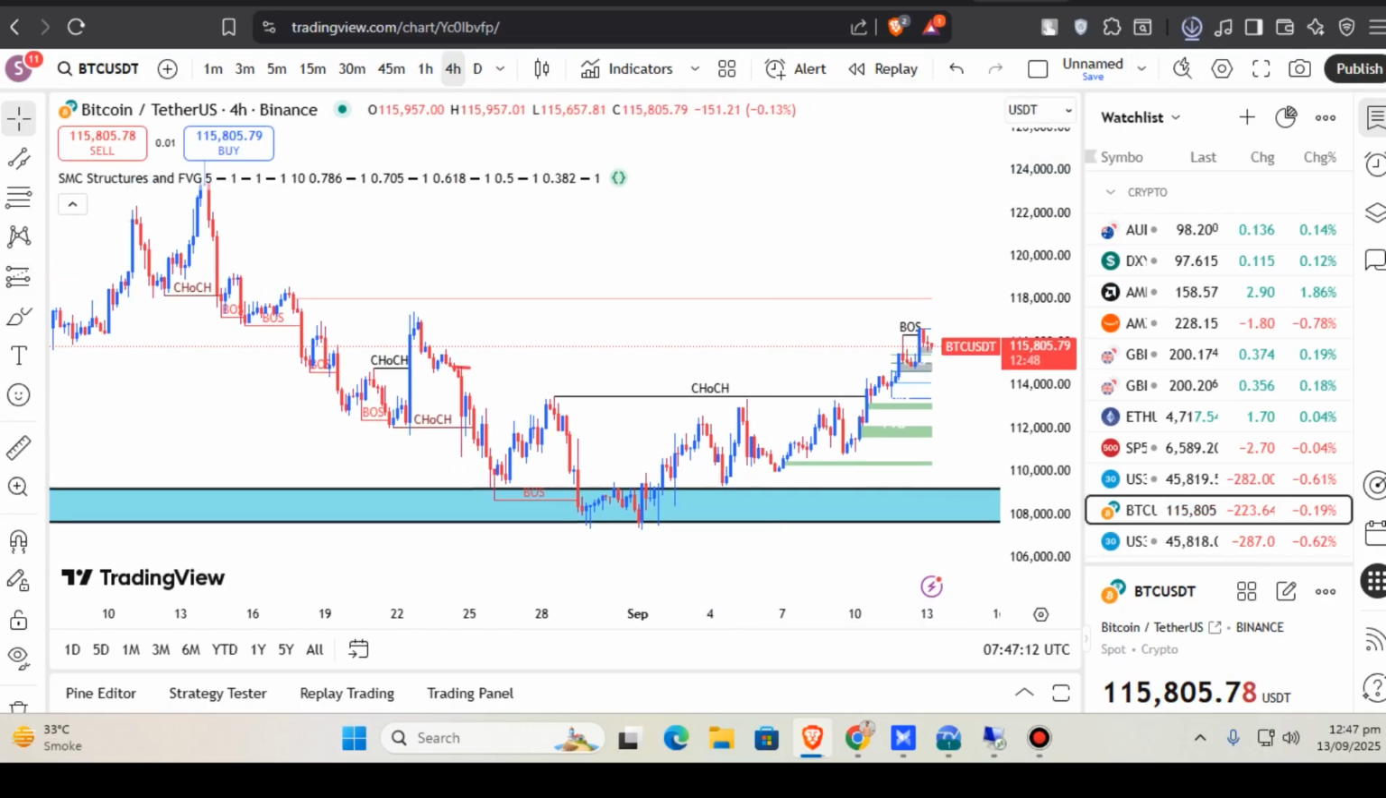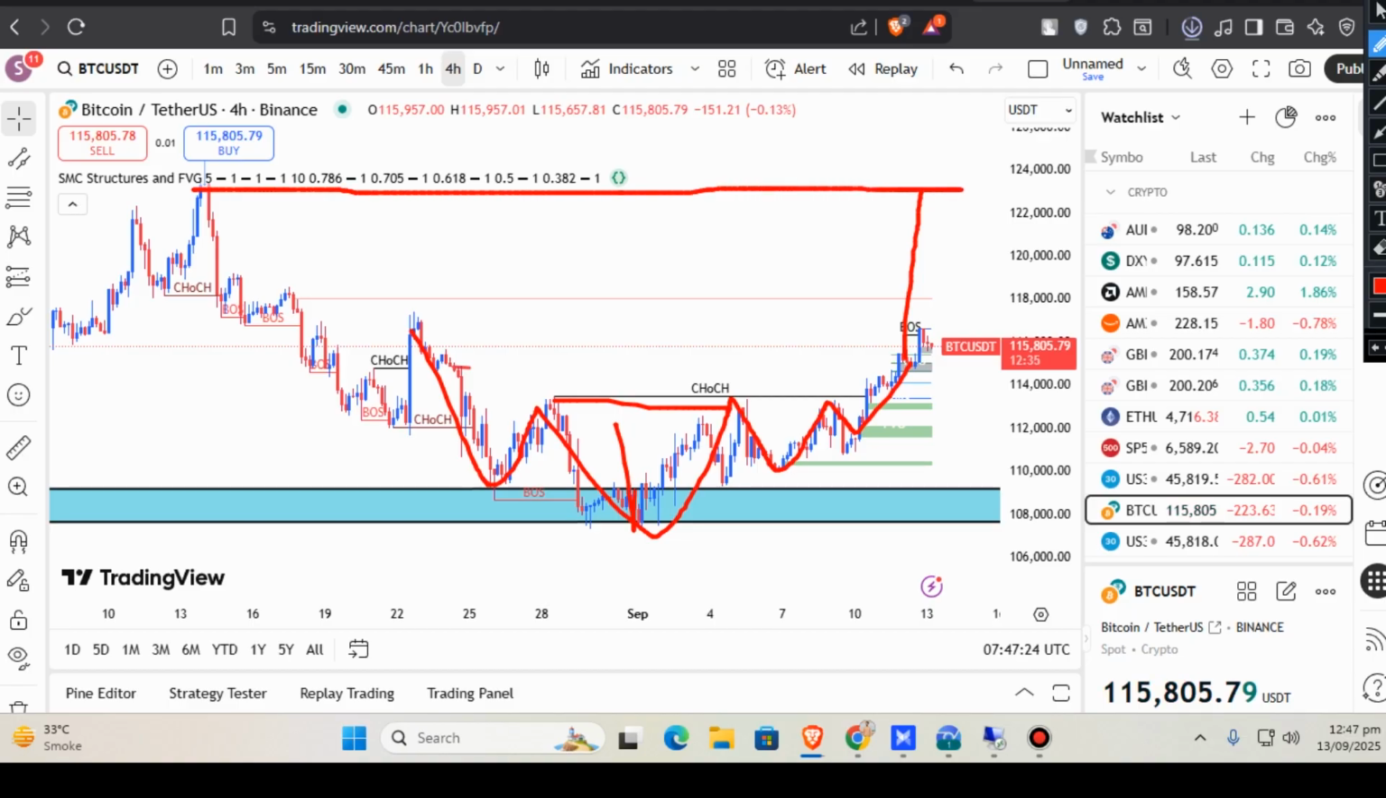Here, if you see in the 4 hour, a reverse head and shoulder pattern also formed, and usually its targets are this much, so maybe it can touch this area, 122.